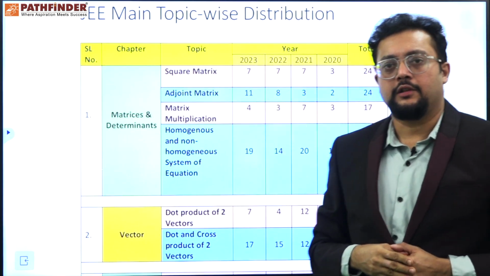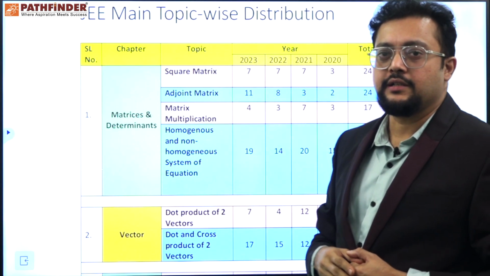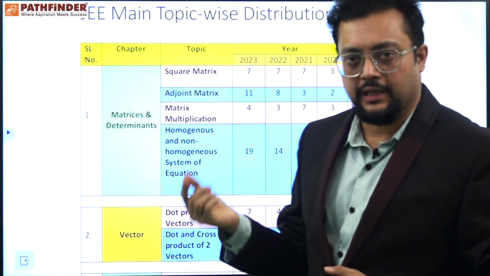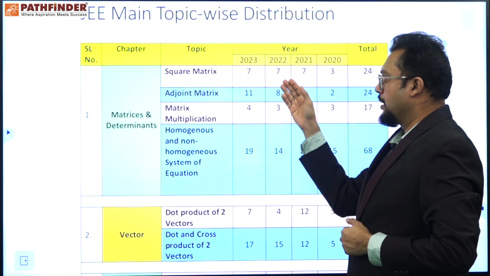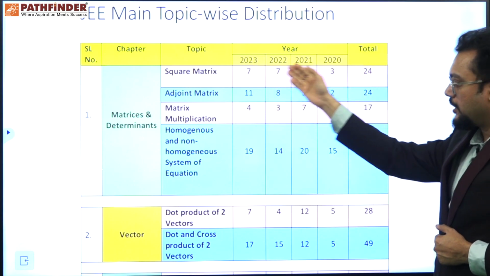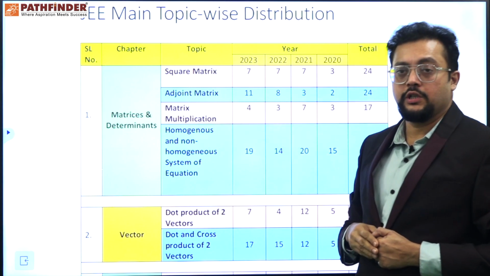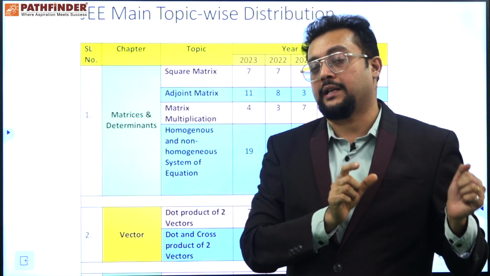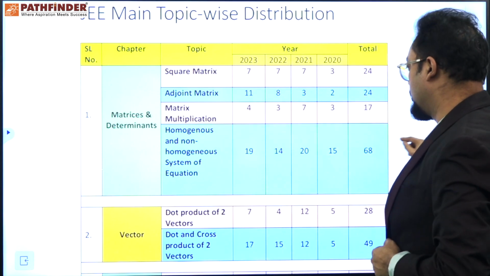First and foremost, I will take up matrices and determinants. As you already know, in determinants, a few portions have been left out in the new syllabus. In matrices, the problems have majorly come from square, adjoint and matrix multiplication, and from homogeneous and non-homogeneous systems of equations, which fall in the matrix portion, you can see that a major portion has come through.